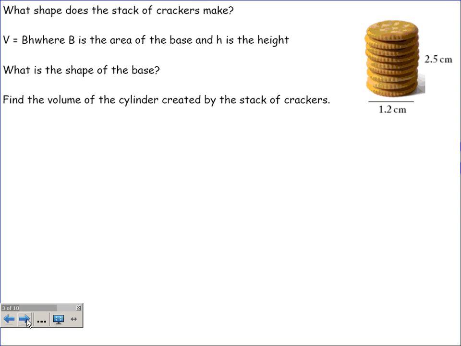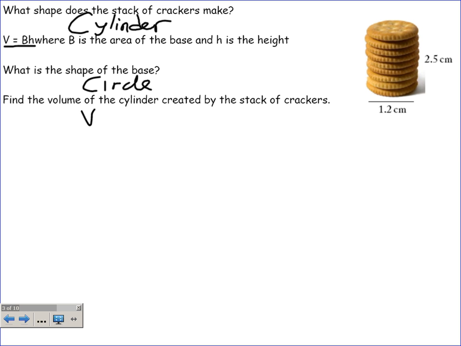All right, let's talk about this. What shape does the stack of crackers make? Cylinder. Yeah, it looks kind of like a cylinder, right? Those crackers look yummy. It's a stack of crackers. Volume equals base times height, where B is the area of the base and H is the height. What shape is the base? Circle. That's pretty easy.